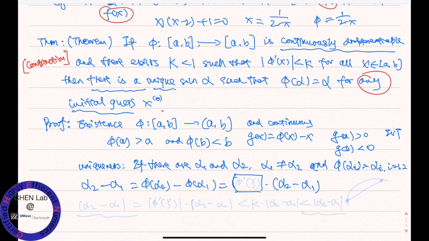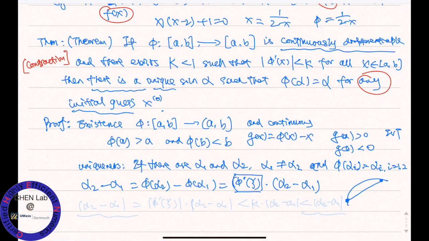Remember, alpha 1, alpha 2. Yes, the Greek letter. But I want you to tell me, is it phi, or phi double prime, or phi what? It's phi prime, right? It's the derivative at some unknown c between alpha 1 and alpha 2, which is of course between A and B.